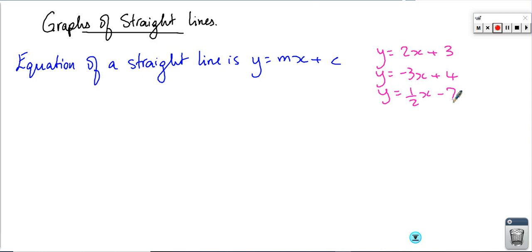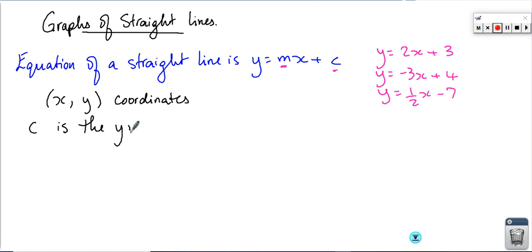As you can notice here, there is a number instead of m and a number instead of c. Okay, this is m, this is c. M can be a positive number, negative number, a whole number, a fraction, and even the value of c. So, what do those letters stand for? First of all, x and y stand for coordinates. C is the y-intercept. Let me explain.